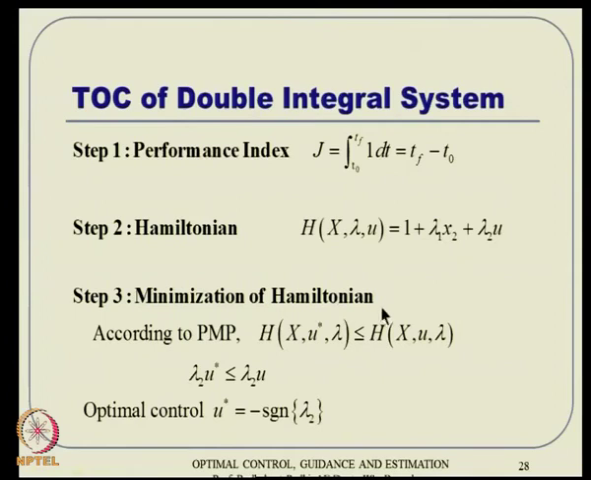That is the critical observation. If I substitute this expression, once with respect to u star and the other with respect to any other u, these two quantities will cancel out. What will remain is only lambda 2 times u star has to be less than or equal to lambda 2 times u. So, the optimal control u star is nothing but negative signum of lambda 2. That is a very clear cut observation. All that we need to know is lambda 2, really.